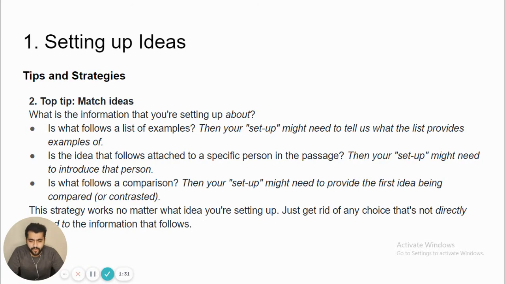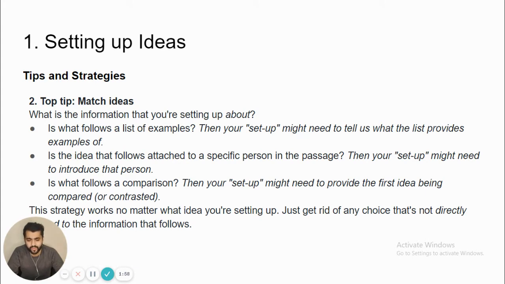A, is what follows a list of examples? The new setup might need to tell us what the list provides examples of. B, is the idea that follows attached to a specific person in the passage? Then your setup might need to introduce that person. C, is what follows a comparison? Then your setup might need to provide the first idea being compared or contrasted.